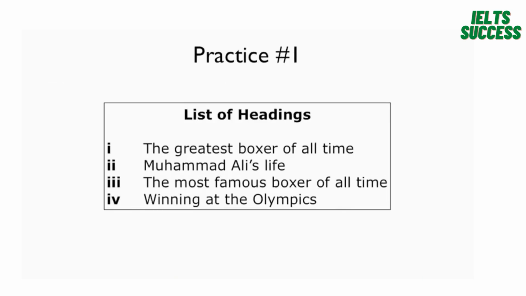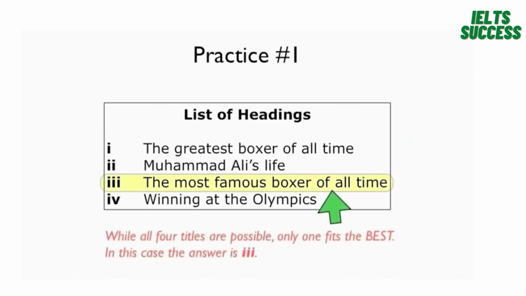Practice question 1. Here are the list of headings. 1. The greatest boxer of all time. 2. Muhammad Ali's life. 3. The most famous boxer of all time. And 4. Winning at the Olympics. Which of these titles is the correct title? In this case, 3 is the correct title, the most famous boxer of all time. It's important to note that while all 4 titles might be possible as titles, number 3 was the one that fit the information the best.